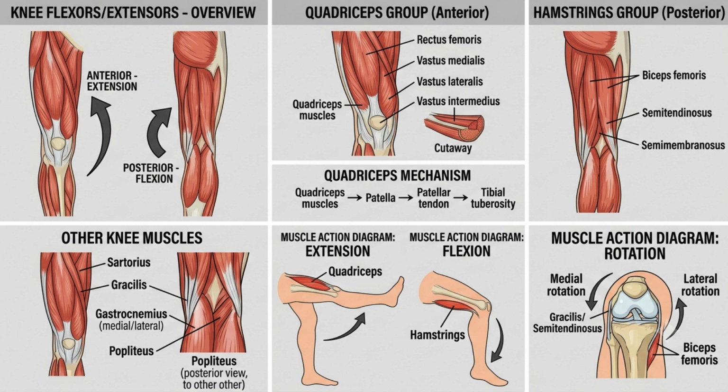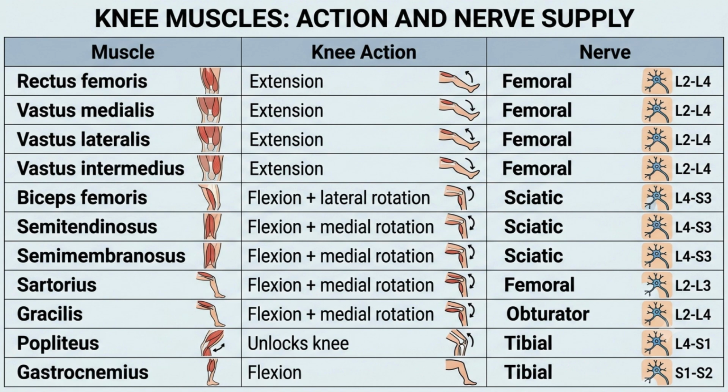The main hamstrings are biceps femoris, semitendinosus, and semimembranosus, all of which contribute to knee flexion. The biceps femoris also contributes to lateral rotation of the tibia when the knee is flexed. The semitendinosus and semimembranosus contribute to medial rotation. Several other muscles contribute to knee function. Sartorius assists flexion and medial rotation. Gracilis assists flexion and medial rotation. Gastrocnemius contributes to knee flexion. And popliteus plays a particularly important role in initiating knee flexion by unlocking the knee.